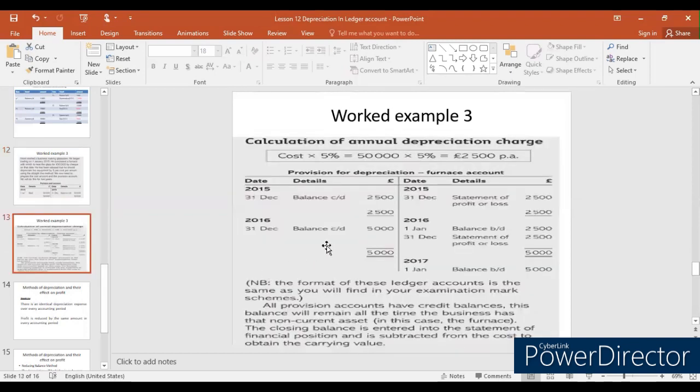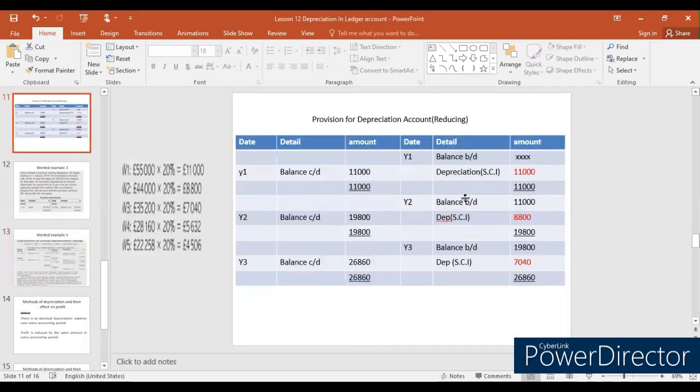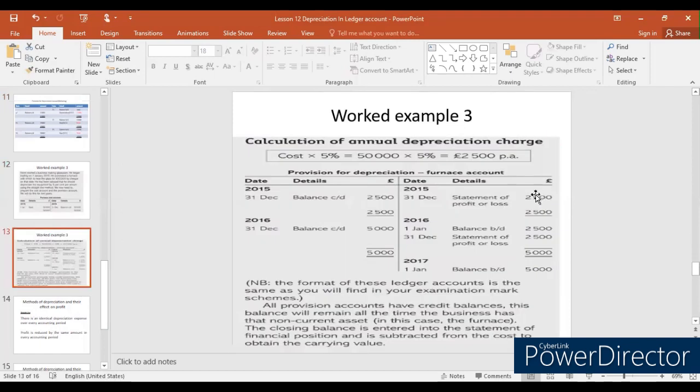So at the beginning of the year, is there a depreciation? No, they haven't recorded even that. Normally, it's better if you record the balance brought down as zero or dash, but they haven't recorded. So what we do is the double entry. Our double entry is depreciation or statement of comprehensive income debit and provision account credit, 2,500. Same as the red color in our previous one. Then the balance of 2,500 is the total. Here also you put the total, and the balance carried down is 2,500 on 31st December of year one. You bring that figure to January 2016, balance brought down 2,500.